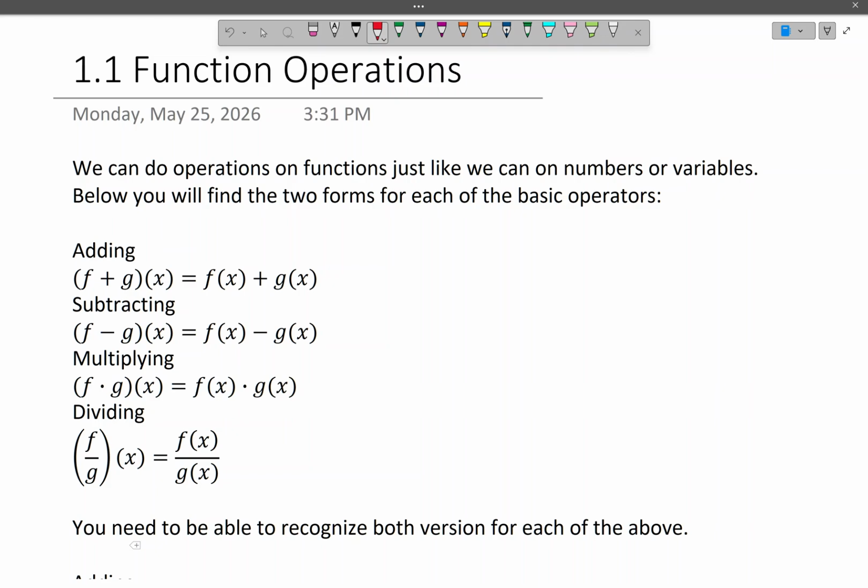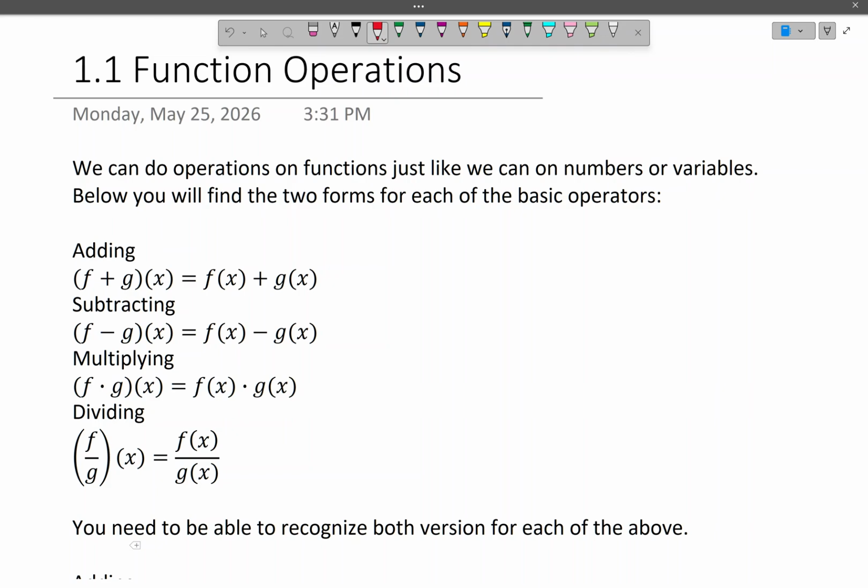So we can do operations on functions just like we can on numbers or variables. And this is very important. We're just looking at the basic operators: adding, subtracting, multiplying, and dividing. It's almost like transformations, but it's not quite the same thing. We're composing functions, putting functions together by adding them, subtracting them, multiplying, dividing. And then in the next video, we look at functions within a function, functions of other functions.